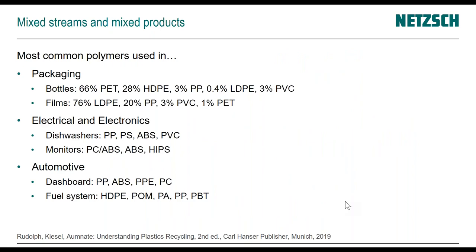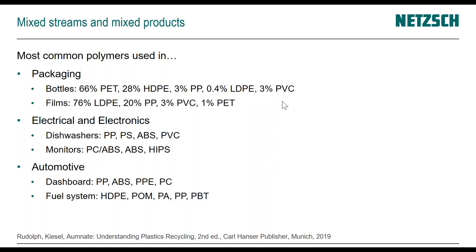And since I wanted to talk about mixed streams and mixed products, I took some common polymers in the category of packaging, electrical, electronics, and automotive to give you an idea what the typical materials are. So in packaging, for example, I picked the example of bottles and films, and you can see we have a variety of materials that can be used. So even if you wanted to sort out all the bottles, you could still have at least 5 different materials in varying portions. The same with films. You have a lot of different materials that are used for films.